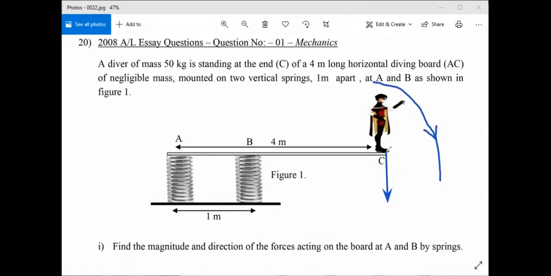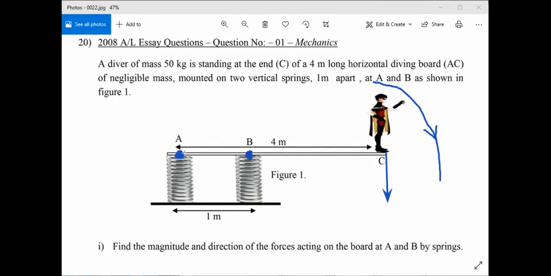Then what will happen here? If this end is trying to be moved, these are permanently fixed, connected. There may be nuts and bolts to connect them. If A and B are permanently connected to the board, when C is going to move downward, what will happen to end A? Will it move up or move down? Somebody unmute the mic and tell me. Up, sir. Yes, that's the point. End A is going to be upward.